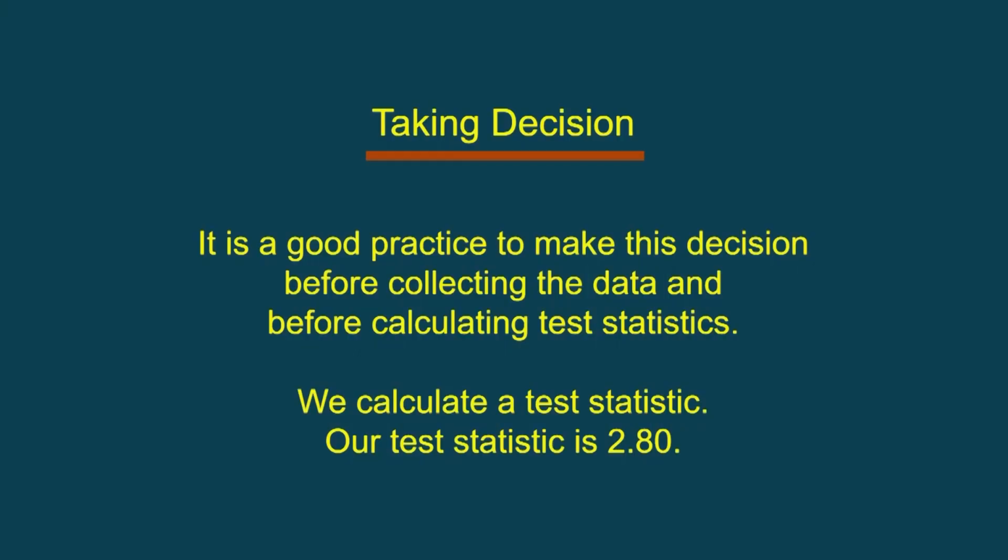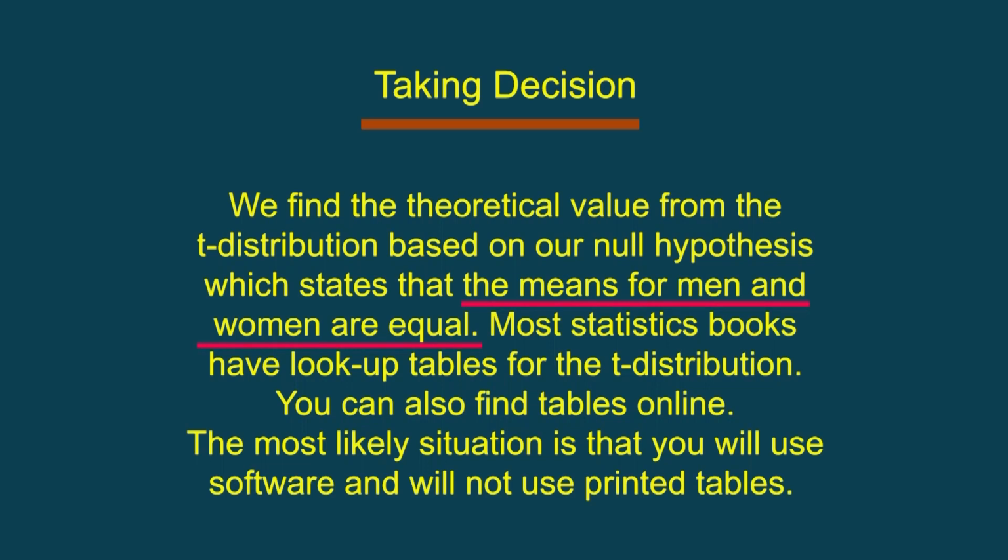And I will again stress the fact that it is a good practice to make this decision regarding the risk before collecting the data. We then calculate the test statistic, and we have already seen its value is 2.80. Now we find the theoretical value from the t-distribution based on our null hypothesis, which states that the means for men and women are equal.